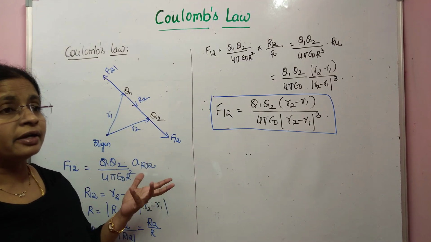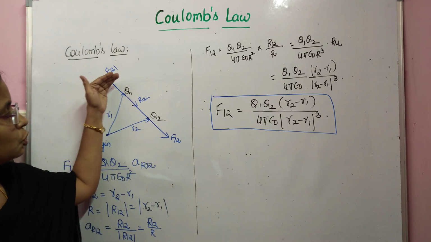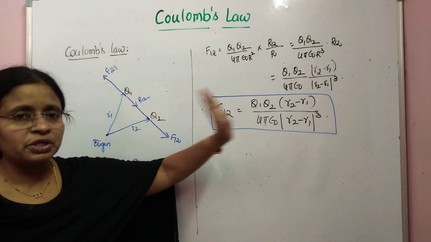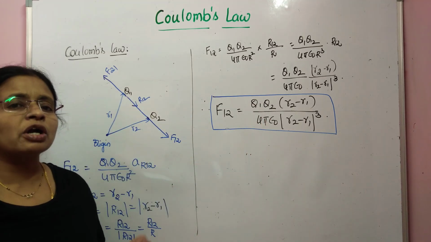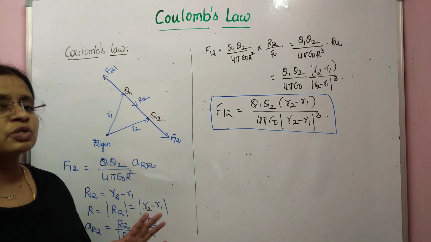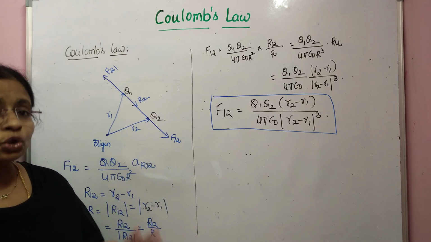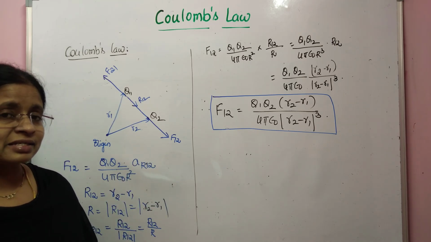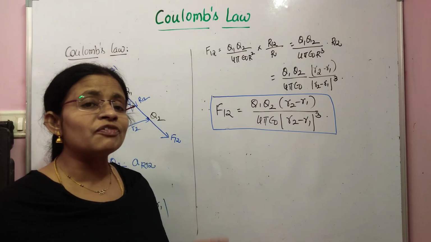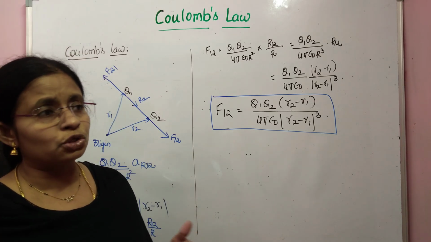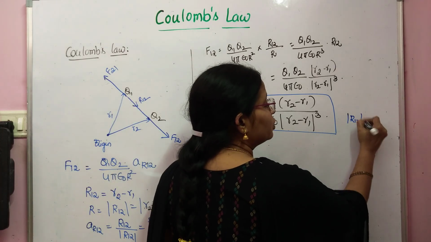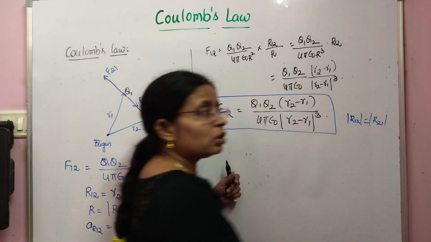Suppose you want to find F21, that is the force on Q1 by Q2. What is the change here? The product Q1 Q2 is the same, 4 pi epsilon naught is also the same. The difference is only the distance vector. The distance vector now is R21, that is R1 minus R2. And if you take the magnitude of R21 and the magnitude of R12, both are the same. Am I correct?